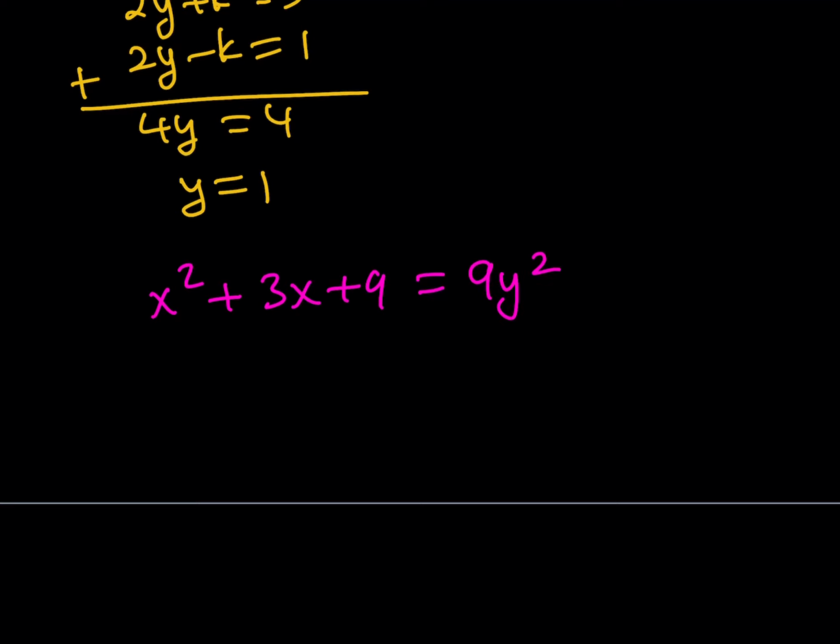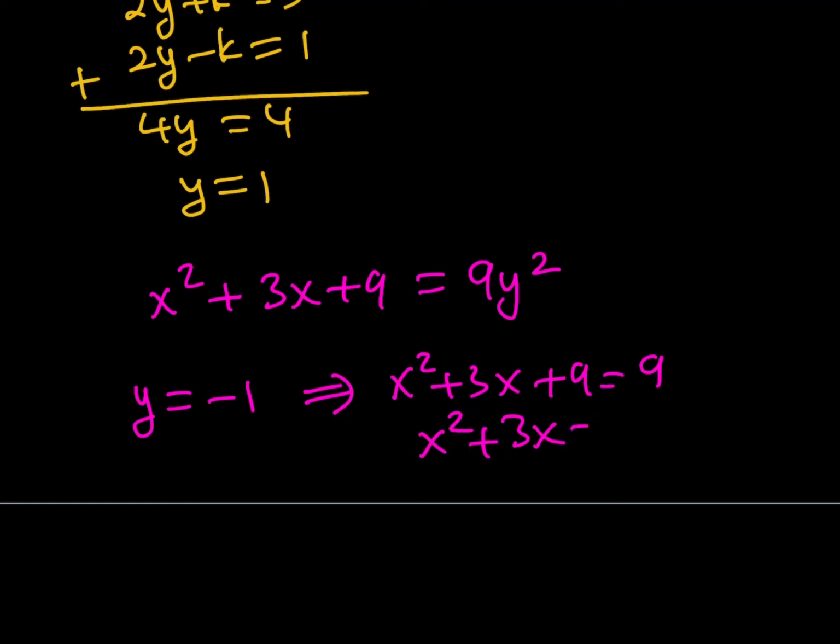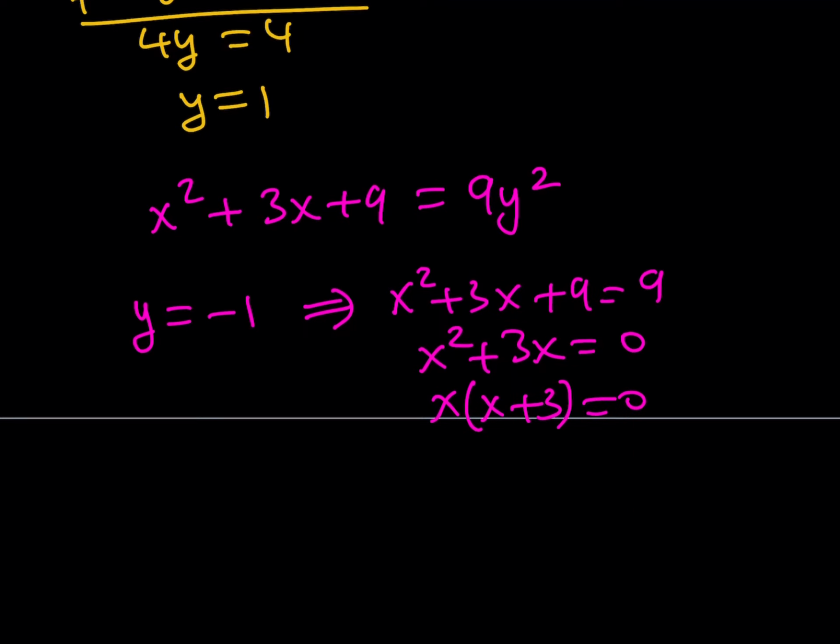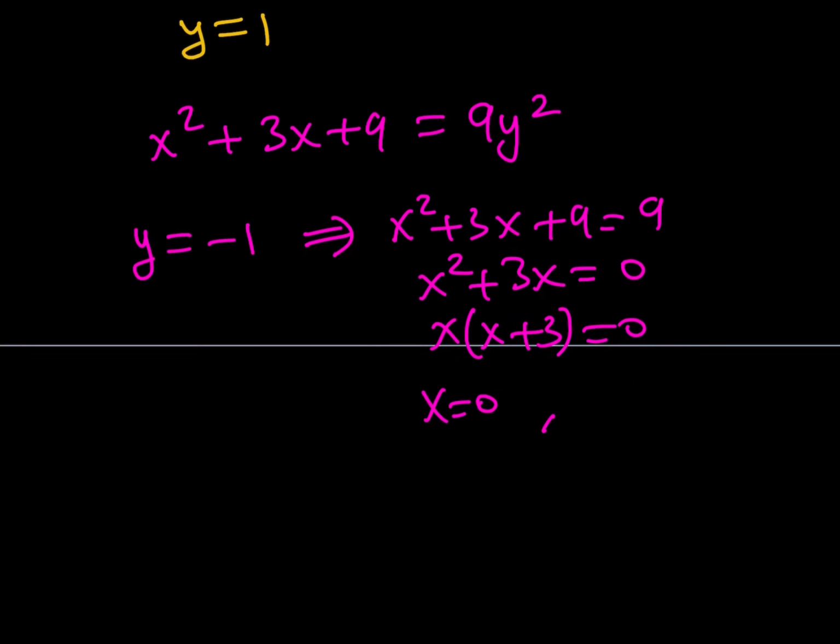And notice that either you can use y equals 1 or negative 1 for y. It's not going to matter. So actually, there's only one possible value that you can use, which is going to give you a unique x value. Well, I guess I kind of made it confusing, but anyway, this is what I was trying to say. If y equals -1, then you get x squared plus 3x plus 9 equals 9. From here, you get x squared plus 3x is equal to 0, which means x can be 0 or -3, okay? X can be 0 or -3.